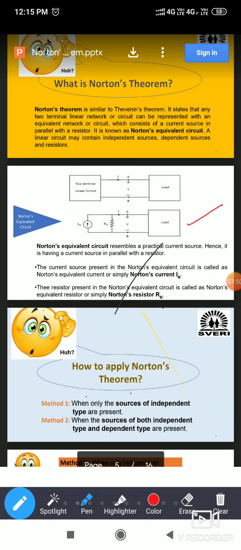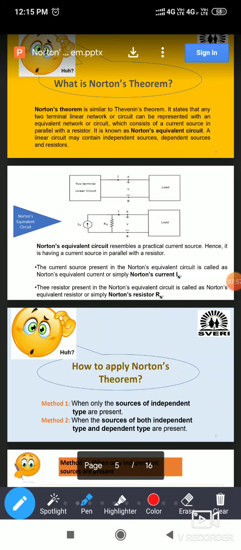Are you understand? So here in the below, what is the description given? The current source present in the Norton's equivalent circuit is named as IN. And next, there will also be a resistor which is in parallel with the current source, and that is named as RN. So to find out RTH and to find out RN, it will be the same. There will not be any difference.